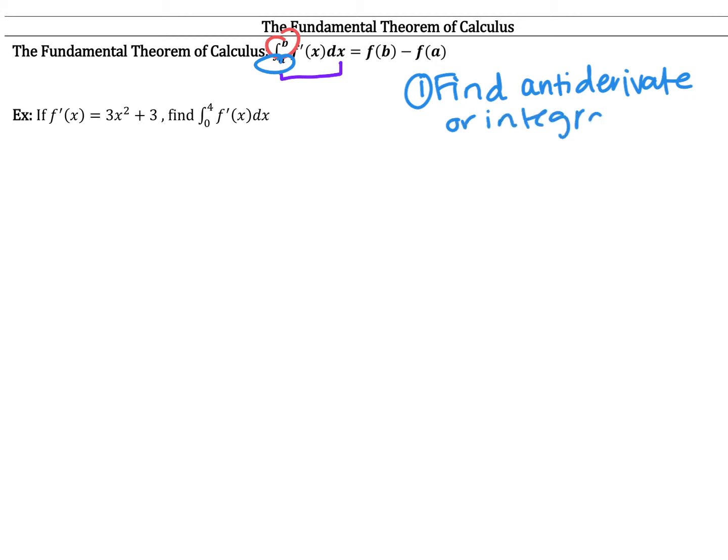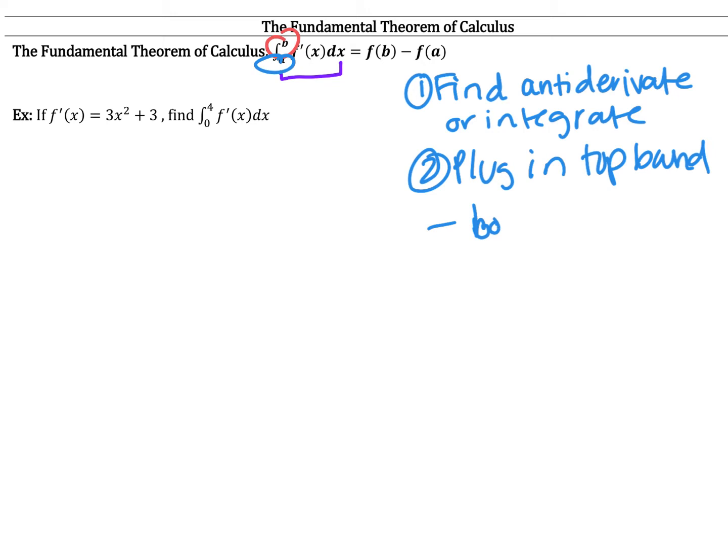And then we're going to plug in top bound minus bottom bound and simplify. So that way the final answer will be a number, a numerical value, the area under the curve. So let's go ahead and look at this example.